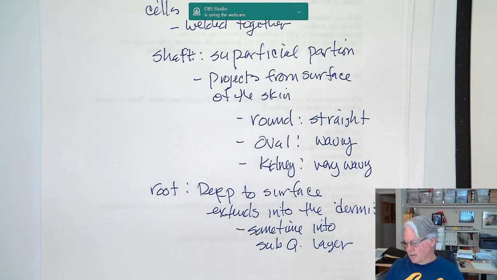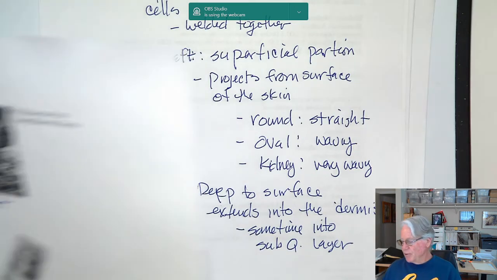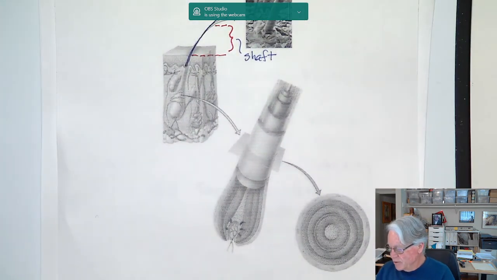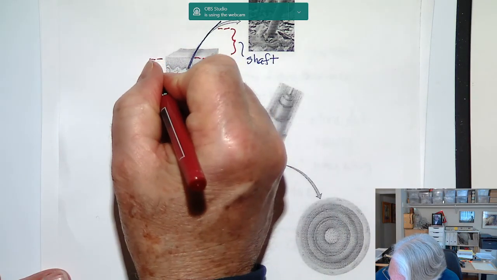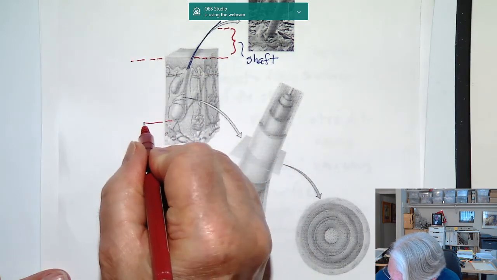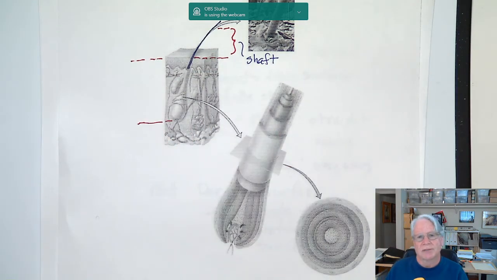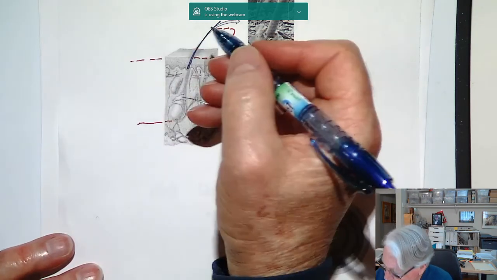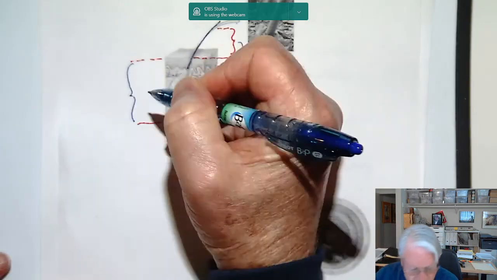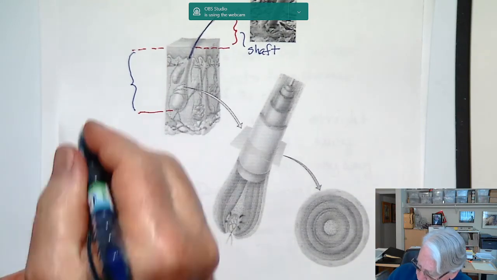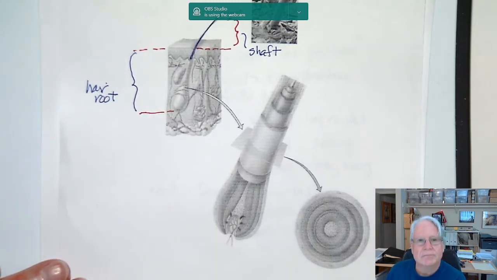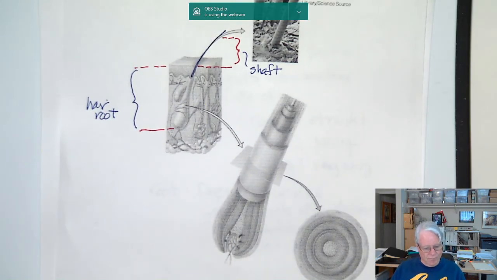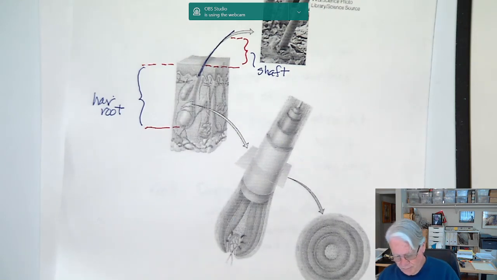All right, so let's get that into our drawing. So we talked about the shaft. Now we're going to look at the root. And so we can say from here to here, starting from the surface of the epidermis all the way down into the dermis, what we have here is the hair root. Okay.